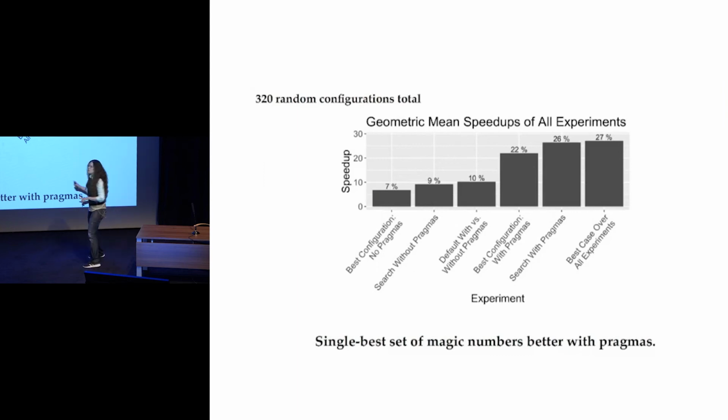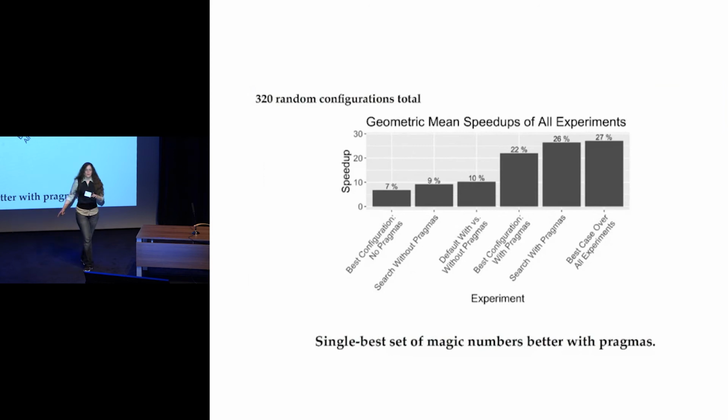But the problem with that is that this is a single individual configuration of magic numbers for every single package, which means that we have 10 different configurations. So, all right, what if we look for the single best configuration of numbers across all of the packages together? With Pragmas, our speedup can be expected to be 22%. Not too bad.